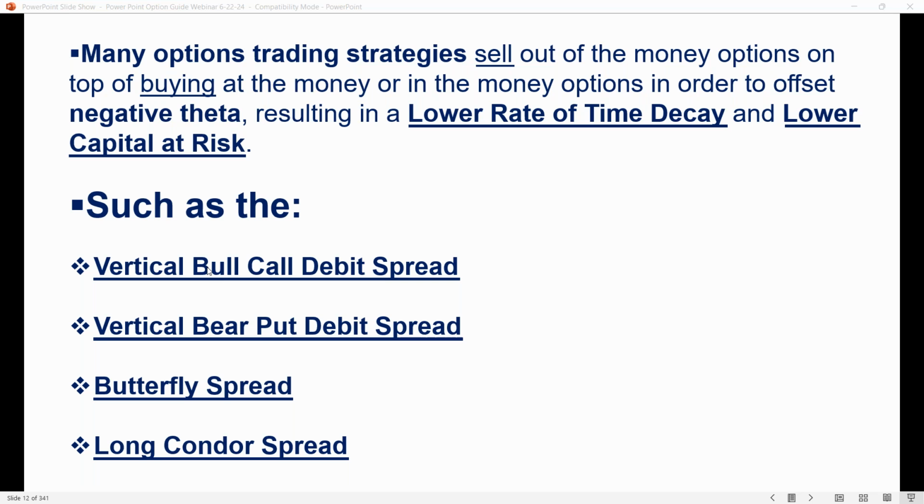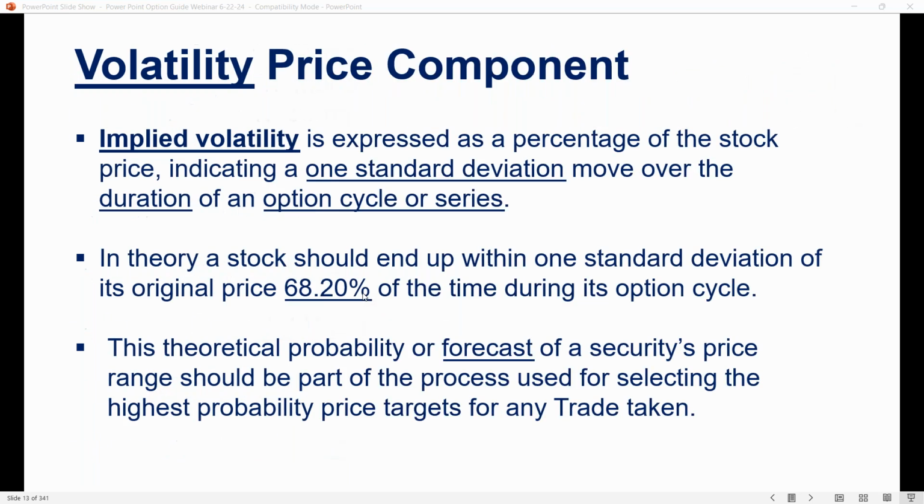But actually options are less risk than if you're doing any other kind of trading out there. So when we look at things like a vertical bull call debit spread or a vertical bear put spread, these are strategies where we can offset some of that theta decay and also reduce our capital at risk. And then we have the butterfly spread, which is another great way, and a long condor spread. So these are really great spread strategies for reducing theta and reducing our capital at risk, which is going to increase our return on capital of every trade that we're looking at.